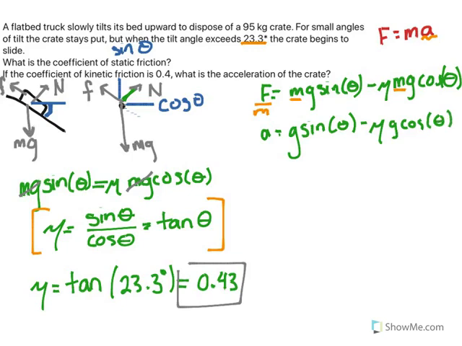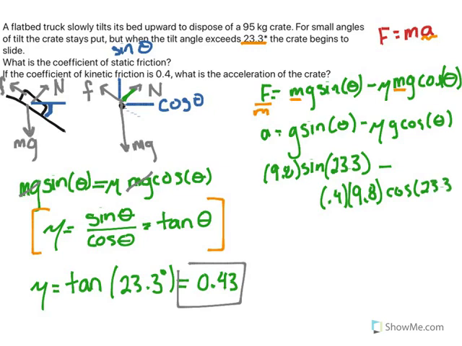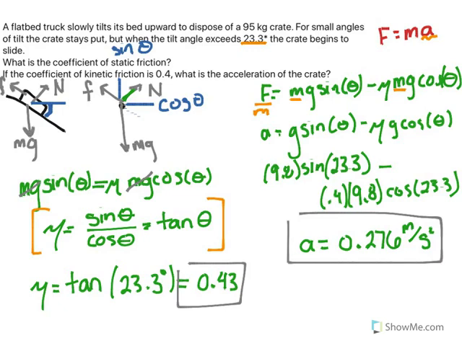And now we can plug in all our terms. You can factor out g if you want, it's the same for both, but I'm just going to leave it in. So we're going to get 9.8 times sine of 23.3, minus our coefficient, given as 0.4, times 9.8 times cosine 23.3. Calculating all this gives us an acceleration of 0.276, and the units here are going to be meters per second squared. And going back to the previous problem, coefficients of friction, static or kinetic, don't have any units. So there we go, and that's the solution to this problem.